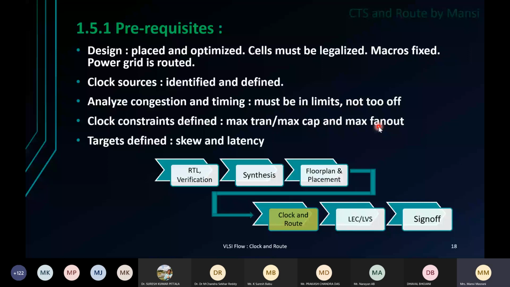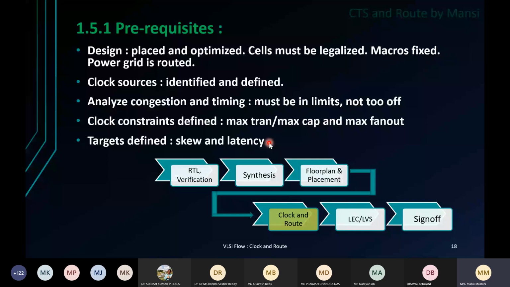Okay. The second thing is clock constraints, which we have to define properly: max transition for clock, max capacitance for clock, and max fan out. And finally, what we give to CTS with all this are my targets: the skew number which we want to target and the latency number. Okay.